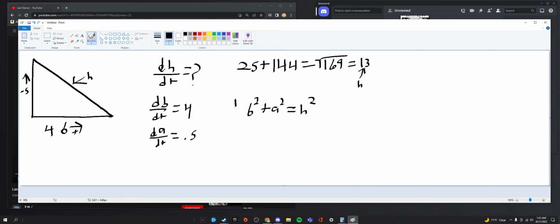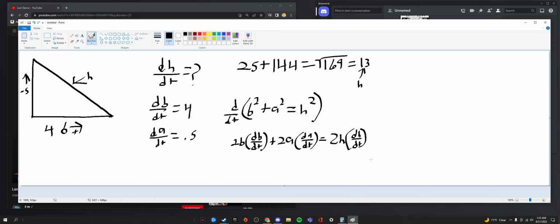Now if we differentiate with respect to t, because these are all functions of time, using the chain rule we get 2b for the derivative of that, multiplied by dB on dt, plus 2a multiplied by dA on dt. And this is equal to 2h dH on dt.